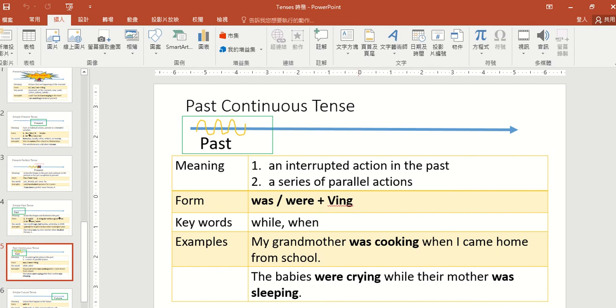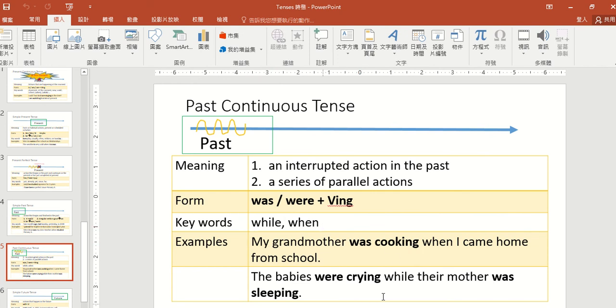Now for past continuous, there are 2 meanings. One can be an interrupted action in the past, so something that happened suddenly, and you want to indicate that, so you use continuous tense. The second situation is you are talking about 2 actions. They are in parallel, so it means a series of parallel actions. What does it mean? It means at the same time, there are 2 actions in the past happening at the same time, and one is a long action, then we use continuous tense. Okay? So the form would be was, were, plus the verb form ing, with while or when.